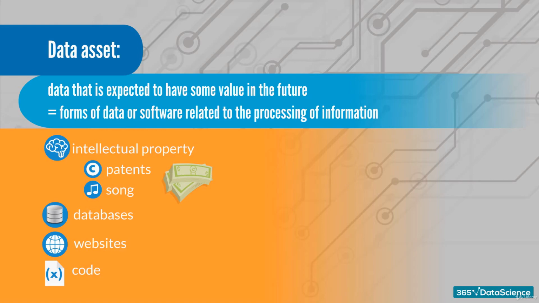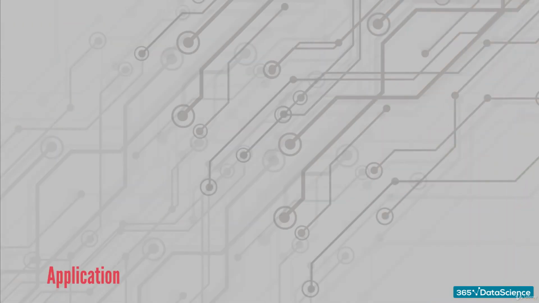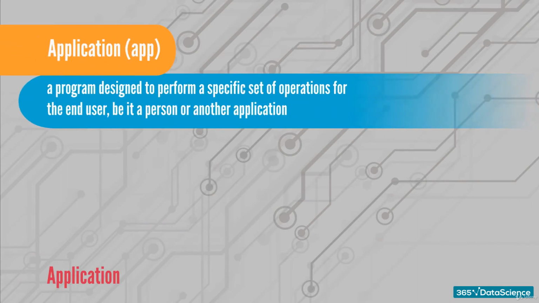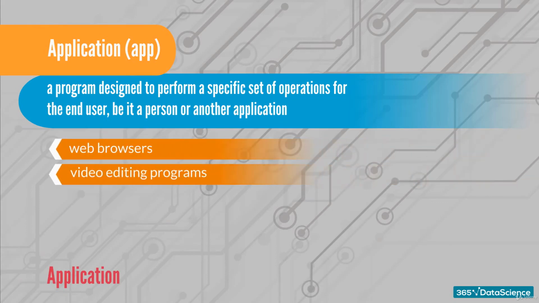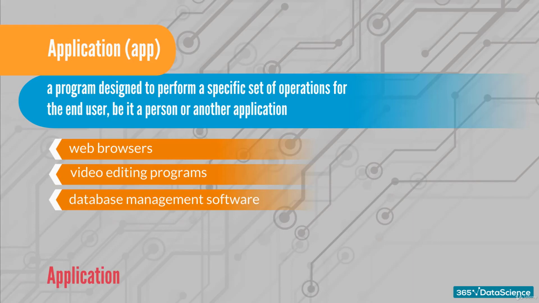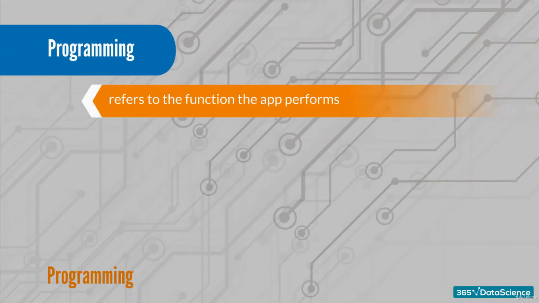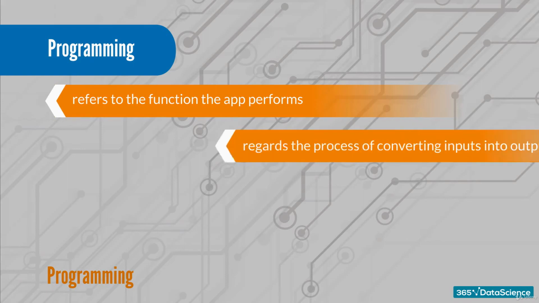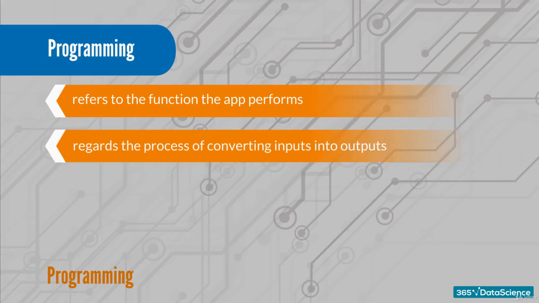Having clarified the general picture better, let's go back to the other two words composing the term API. Application. Here, an application, often called just app, refers to a program designed to perform a specific set of operations for the end user, be it a person or another application. Instances of apps are web browsers, video editing programs, database management software, and so on. In the same way, all an oven does is heat up a meal. Applications have a specific purpose and are able to carry out specific tasks they have been designed for. Programming. Programming simply refers to the function the app performs. In other words, it regards the process of converting inputs into outputs.